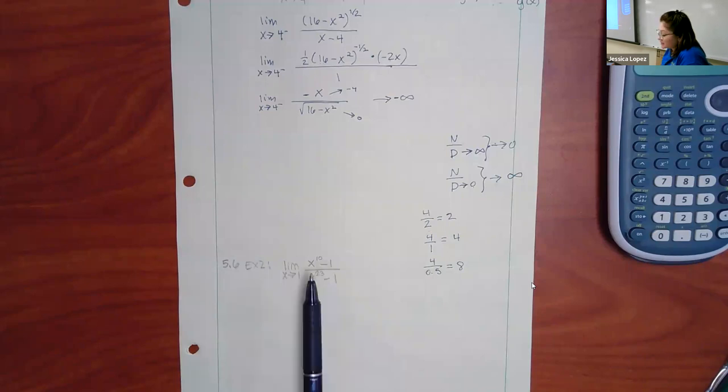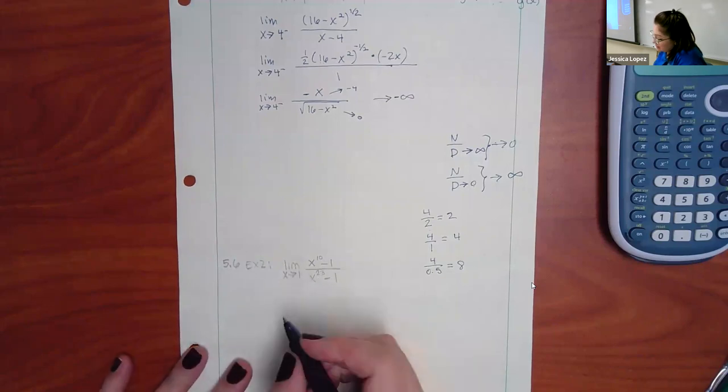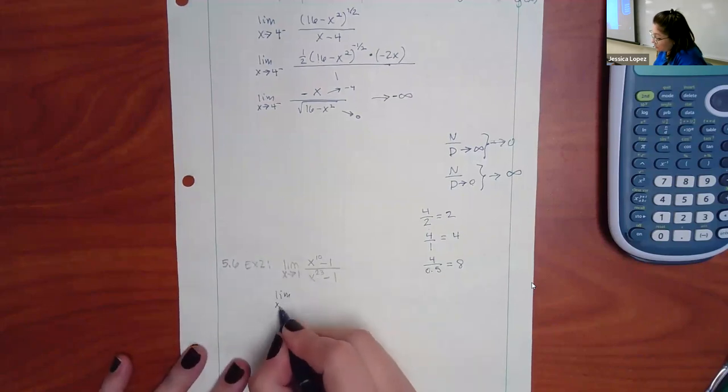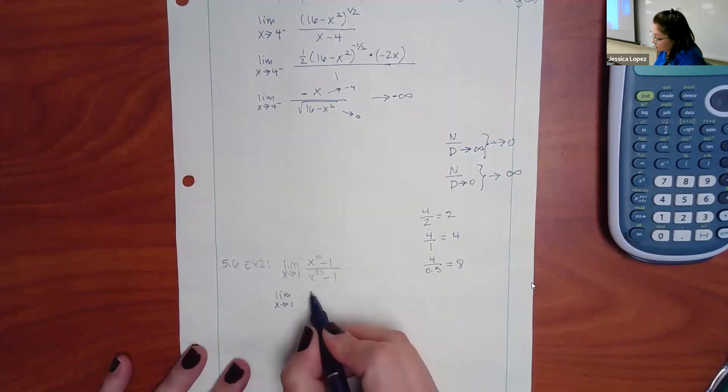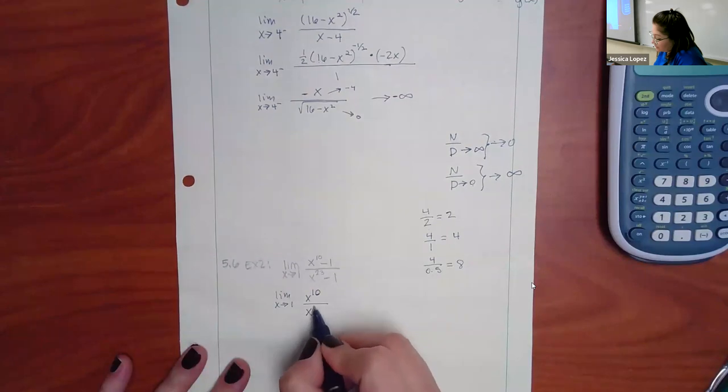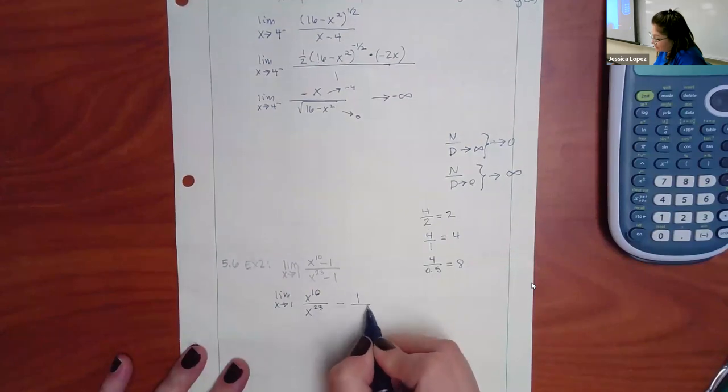So this exponent is 10 and this one is 23, right? So what you would do is take the expression. You could do it this way. This is what they show you to do when you're first learning it. But after you figure out L'Hôpital's rule, we don't really do this, but it's not wrong.